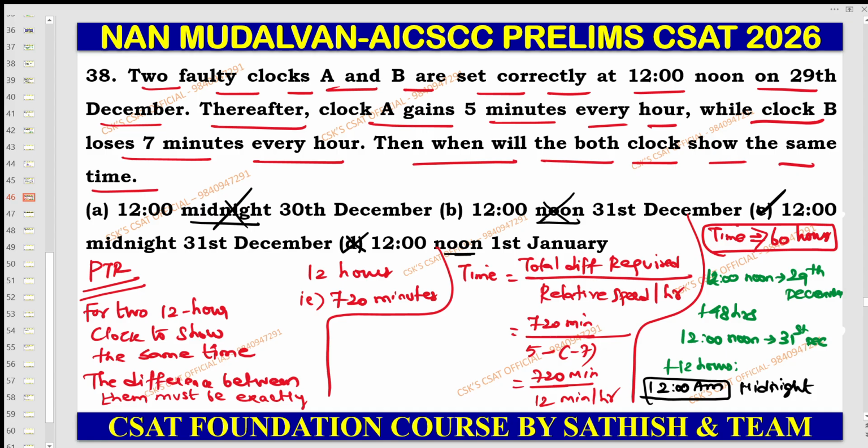If the option had provided 12 midnight 1st January, that is the right answer, instead of noon. If the option is provided as 12 a.m. midnight of 1st Jan, or why people are choosing this option, please understand the logic here.